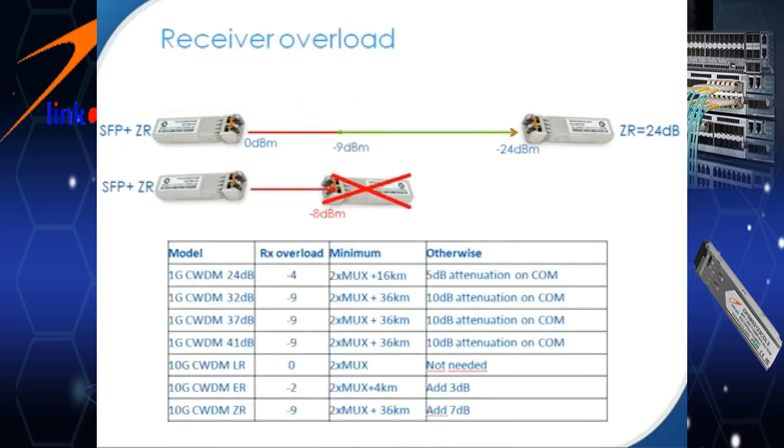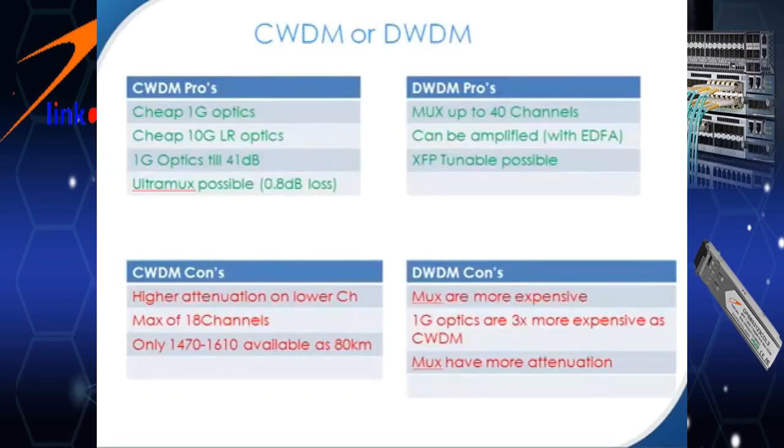Another important thing is the receiver overload. For example, the SFP Plus ZR has to receive the light between -9 and -24. If it receives more than -9, let's say -8, you can damage the receiver, which will mean that the lifetime of your SFP 10 gig ZR is going down, so you cannot have that for years and years. It will just damage it. That's also for other optics. We can help you to calculate that as well.